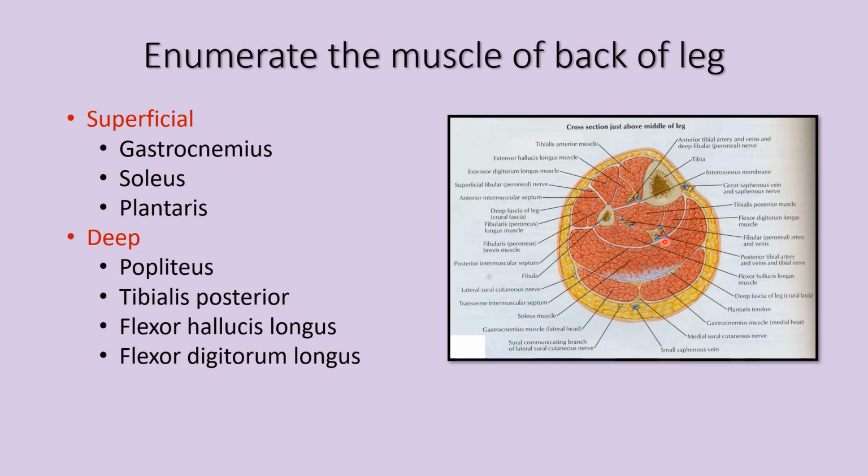As the names say, gastrocnemius is like gaster or belly shaped, soleus is sole shaped, and plantaris is homologous to palmaris longus. Popliteus is very near to the popliteal fossa. Pop means back of the knee, and tibialis posterior is just behind the tibia, just like tibialis anterior. And the other two muscles are doing flexion of the hallux and flexion of the digits, which are longus, which are extrinsic muscles for the foot.